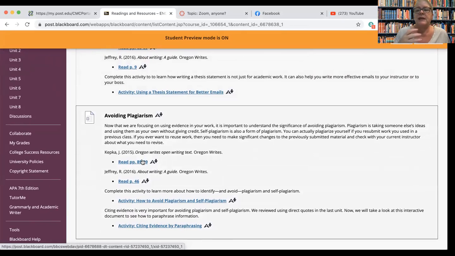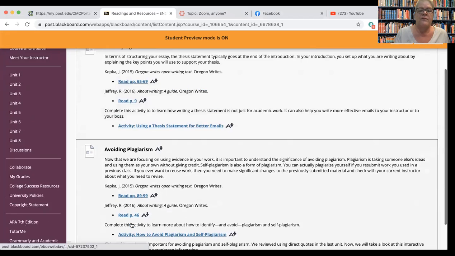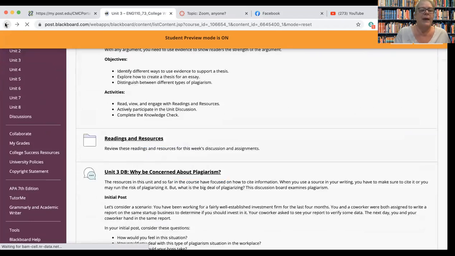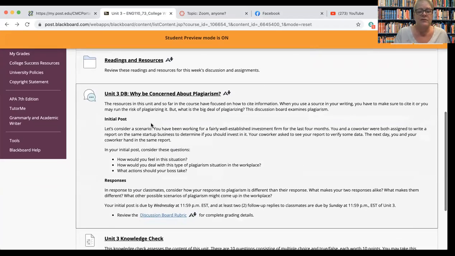And of course, that's a huge factor in college level writing. This, of course, is not going to help you if you commit purposeful plagiarism, but learning about how to not accidentally plagiarize is super, super important as well. And so, of course, we have a couple of readings from the textbook and then a couple of activities as well. All right, so then we go back and we look at our assignments for this week.